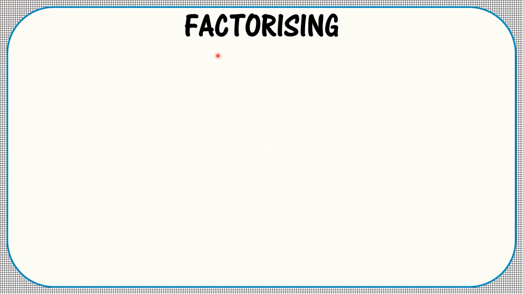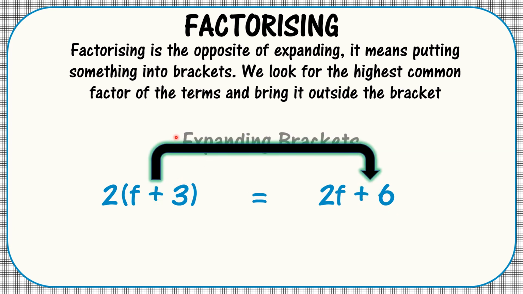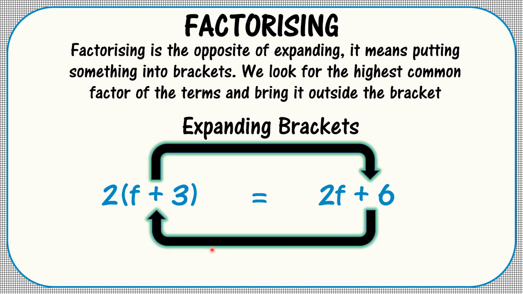Now we will go through factorizing. Factorizing is the opposite of expanding. It means putting something into brackets. We look for the highest common factor of the terms and bring it outside the bracket. So we can say if we have 2 bracket f plus 3, once you expand this, it gives us 2f plus 6. So this is what we call expanding, to get rid of the brackets. When we go backwards, this is called factorizing. We are trying to put it back into brackets.